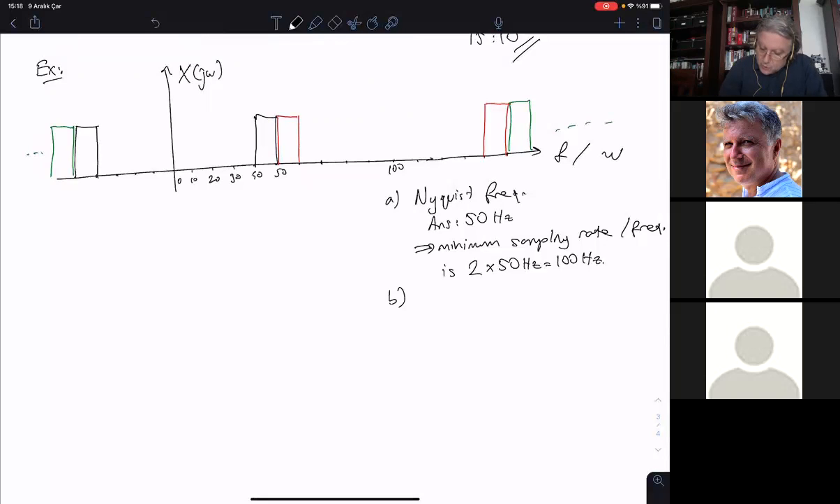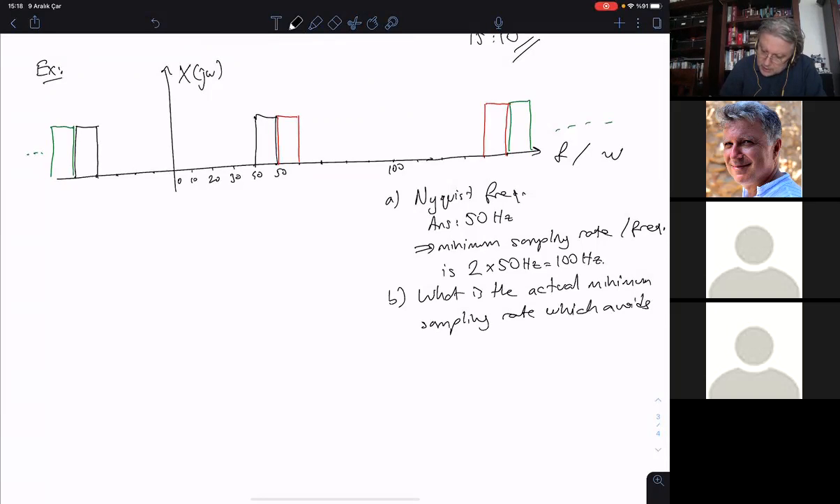But as I said before, since we love fooling you, at part B of the question, we ask this: what is the actual minimum sampling rate which avoids aliasing? This is part B of the question. And usually this is the place where students may fail.